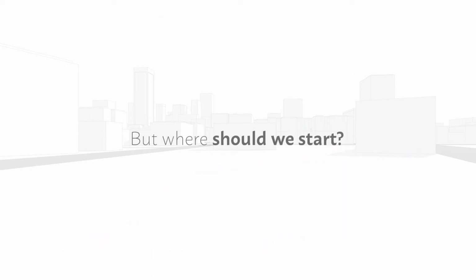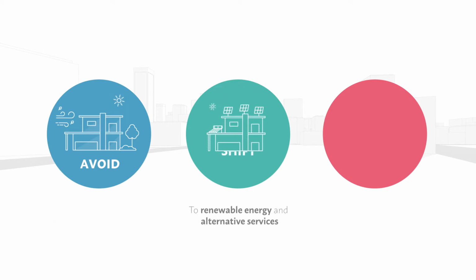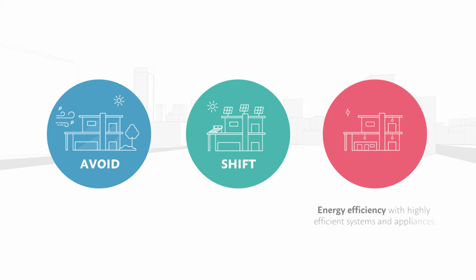But where should we start? We will show you 3 basic steps you should consider to maximize the energy efficiency of a building. 1. Avoid high energy demand by designing buildings adapted to the local climate. 2. Shift to renewable energy sources, thermal storage and district cooling to reduce the carbon footprint. 3. Improve energy efficiency with highly efficient systems and appliances.